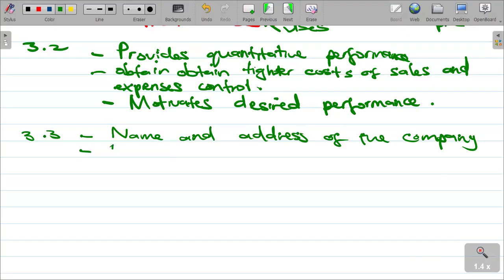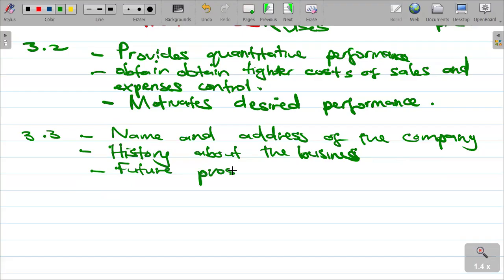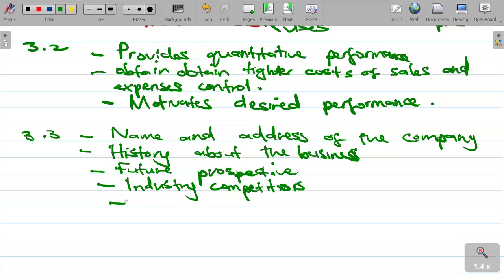Also get information about the history of the business, supposed to have the future perspectives of the business, supposed to have information about the industry competitors, and supposed to have information about the operational function of the business.